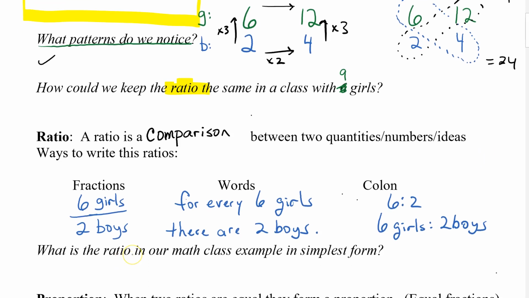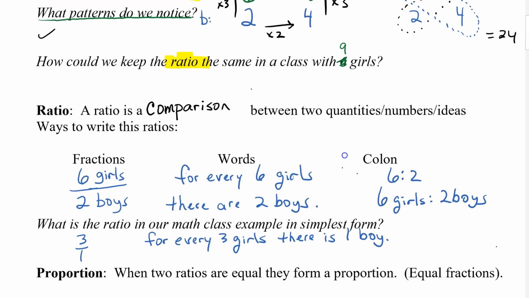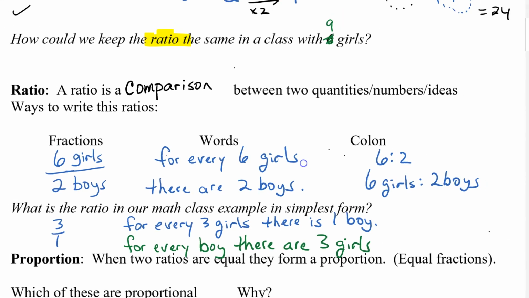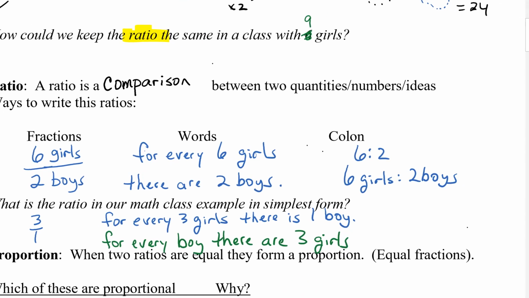What is the ratio in our math class? That's the one we're doing. In simplest form, instead of 6 over 2, it'd be 3 over 1. Written out in words, you could say for every 3 girls, there is 1 boy. Or perhaps, more likely the way we would write it, we could say for every boy, there are 3 girls. So I'm not sure if the boys would like that or the girls would like that. I don't know. In colon form, we could say 3 to 1.